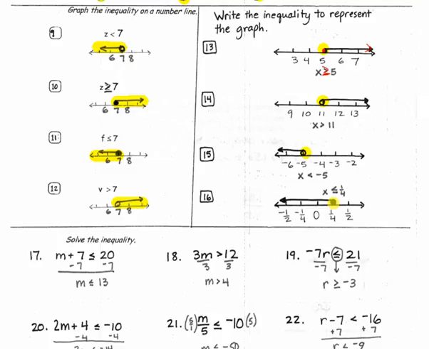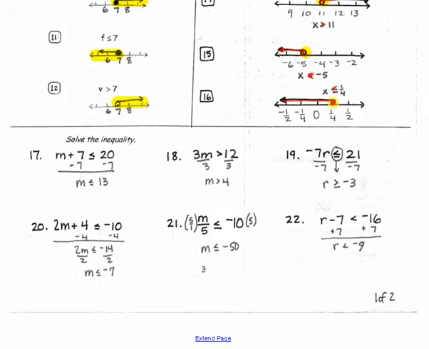Number 14 does not include the equality sign, so the circle is open and it's pointing to the right, so the arrow goes to the right. In number 15, there's no equality sign, so it's open circle. The inequality is pointing to the left, all numbers less than -5. Number 16 includes an equality sign, so 1/4 is part of the answer, and then it points to all numbers less than 1/4.